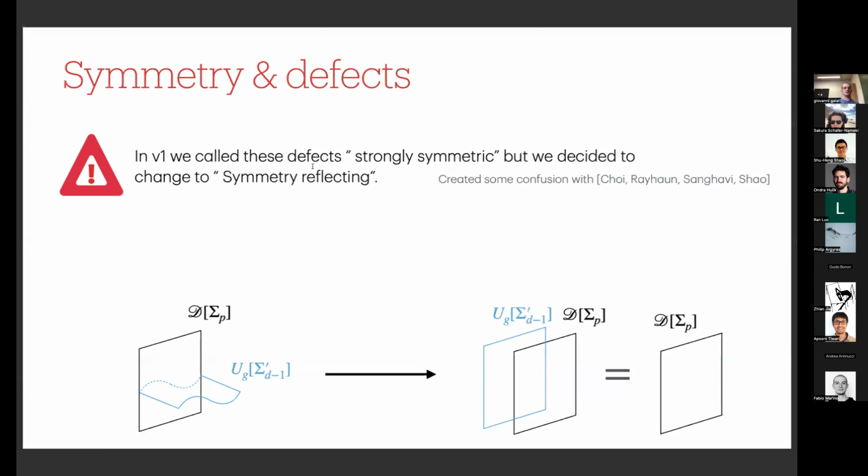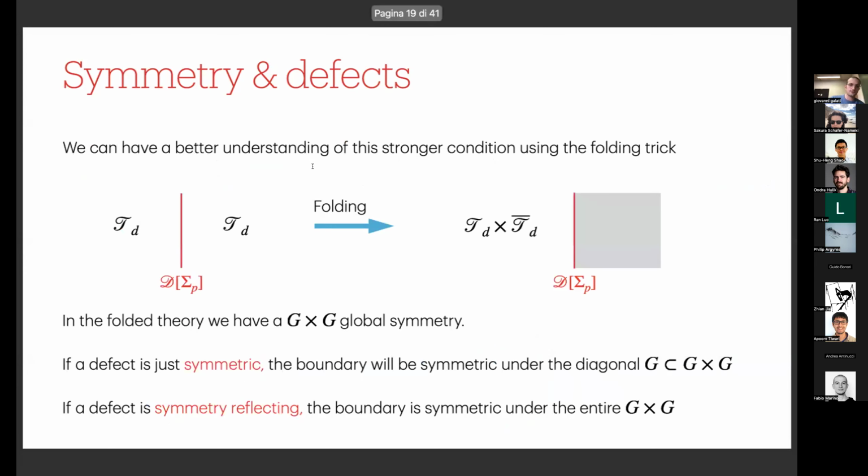So, okay, what are the consequences of this stronger condition? No, sorry. First, I want to say something about the intuition of what it means. To have a better understanding of this stronger condition, we can use the folding trick. This is a well-defined procedure that we can do, for example, when we have conformal symmetry. Since the defect is codimension 1, we can fold this theory and get a new theory, the folded one, which is just the theory times its orientation reversal defined on a manifold with boundary. And the boundary is exactly the locus of the defect.